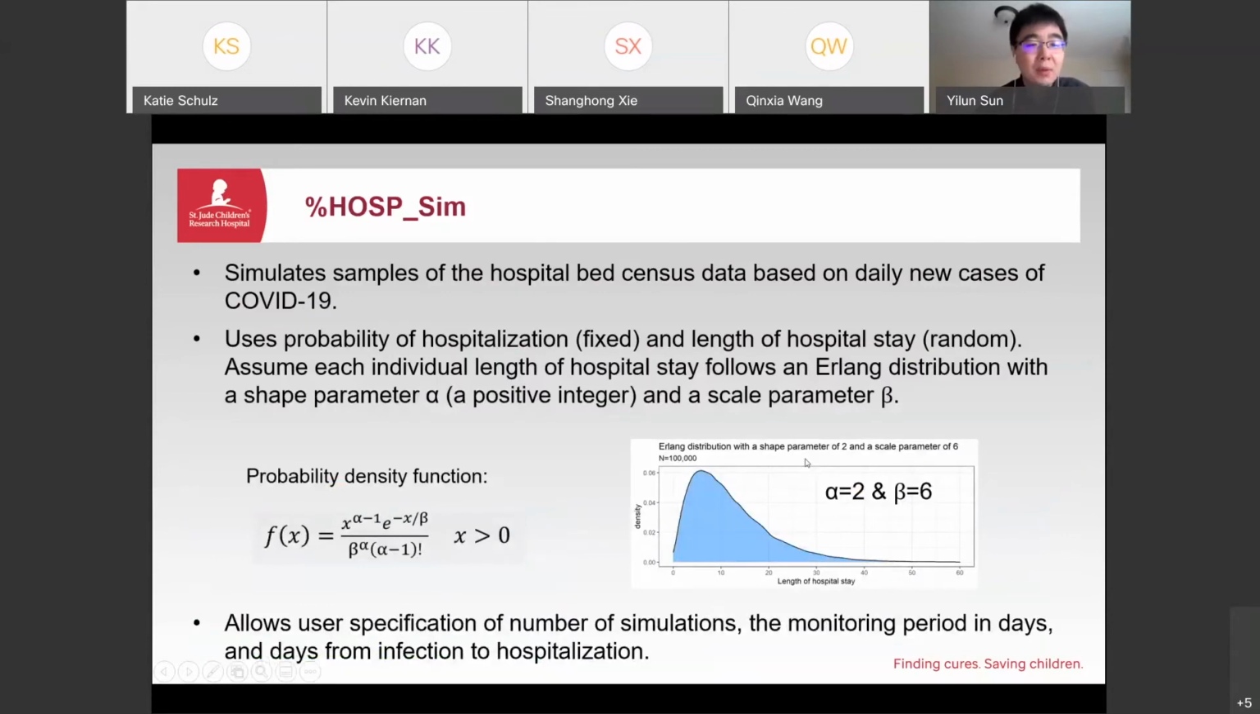To implement our microsimulation idea, we can use this SAS macro. It will use a fixed probability of hospitalization and a random length of hospital stay. Here we assume that the length of a hospital stay follows an Erlang distribution, with a shape parameter of alpha and a scale parameter of beta. And our SAS macro also allows users to specify the number of simulations, the monitoring period in days, and the days from infection to hospitalization.